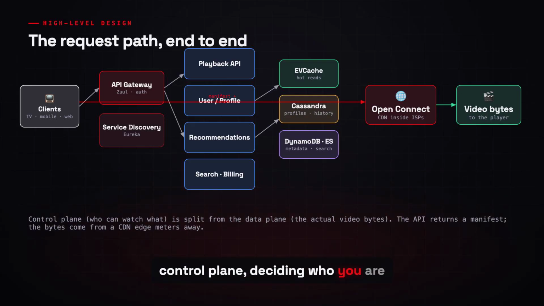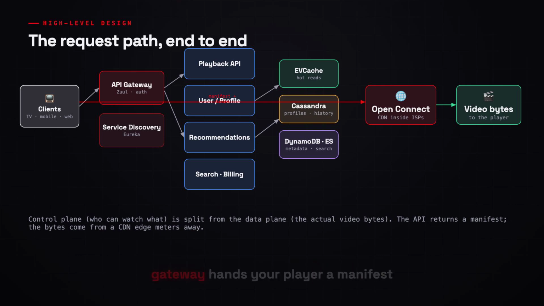But notice the crucial split. The control plane, deciding who you are and what you're allowed to watch, is completely separate from the data plane, the actual video bytes. The gateway hands your player a manifest and a token. The video itself comes from somewhere else entirely, much closer to you.